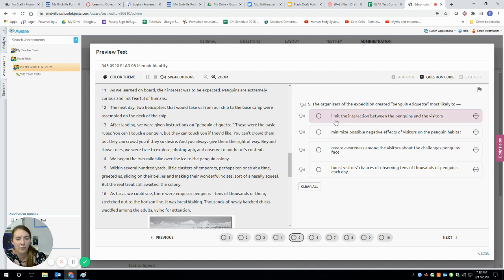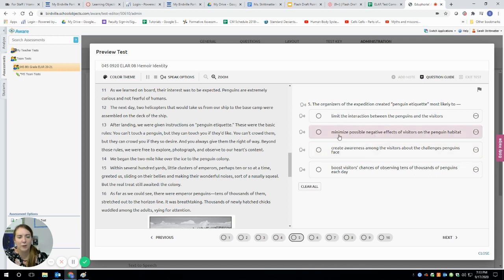So we are looking for the best answer. Remember, even if you like the first answer, you should still always read the other ones. So many of you guys picked answer A, limit the interaction of penguins and the visitors. Well, no. They said that you can't touch a penguin, but the penguins can touch you. You can't crowd them, but they can crowd you. So they were all up by the penguins. Some penguins left their babies with his daughter for 20 minutes. So A is not the best answer.